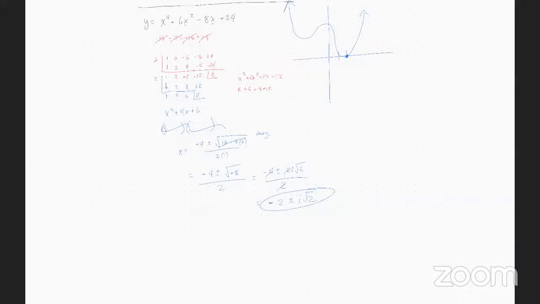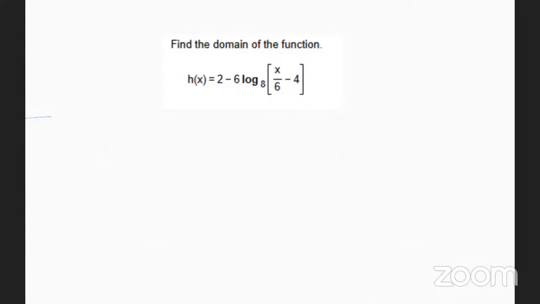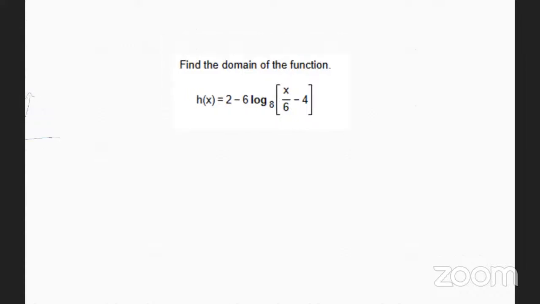There we go. Good. Find the domain of the function. Well, remember with a log, what can you take the log of? Think about y equals log base 10 of x. What does that graph look like? It would be like this, right? Yeah, something like that.